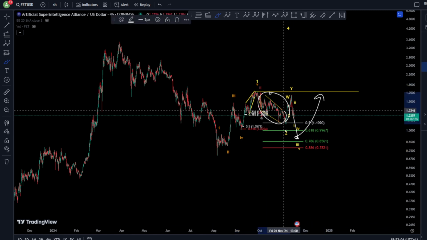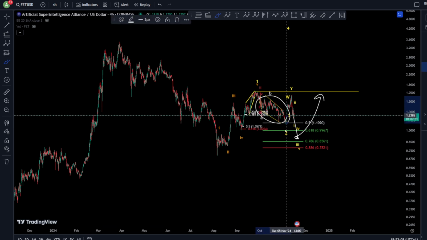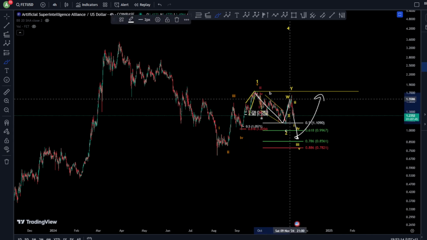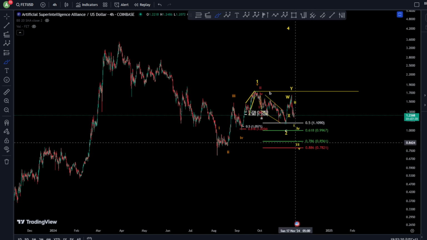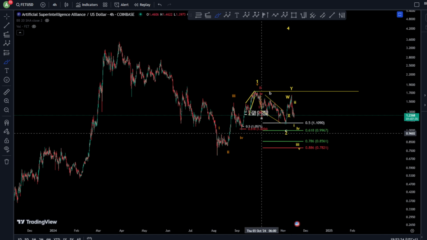However, a leading diagonal appears only in impulses. This is a problem. This is a problem, that this appears only at the start of an impulse and not in an A, B, and a C. However, let's give it one more chance, but yeah, a higher possibility that we are breaking towards the downside. That was it for FET.